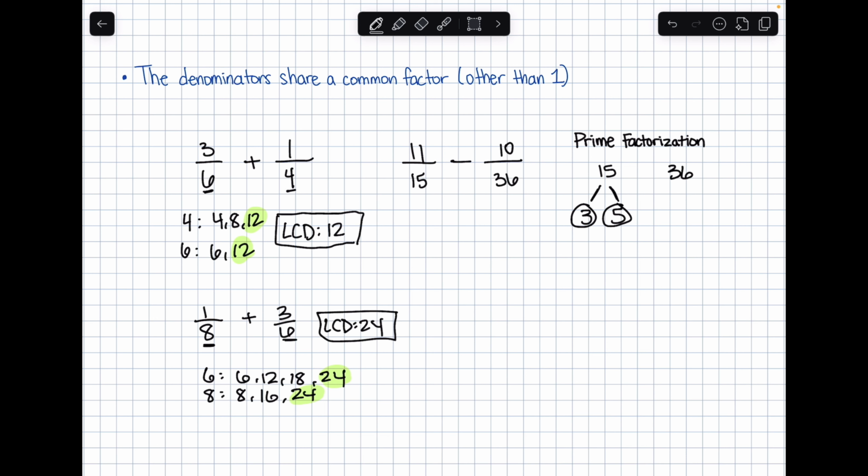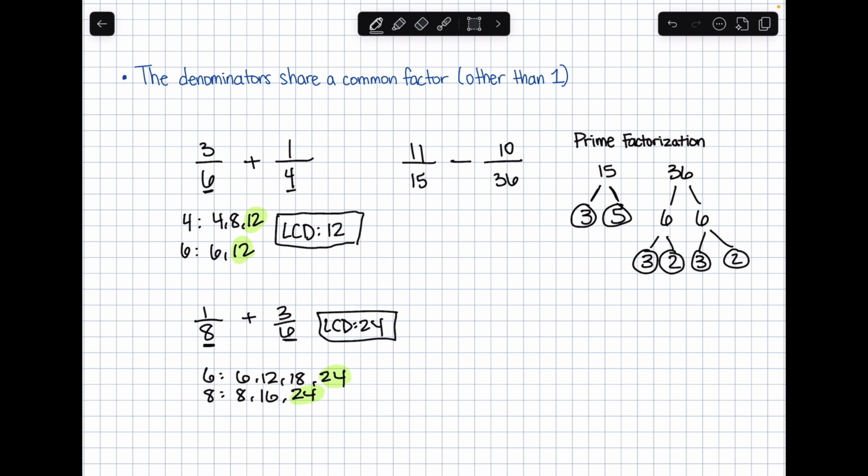For 36, I've got 6 and 6, and 6 can be broken up even further into the prime numbers of 3 and 2. Remember, 2 is the only even prime number that exists. Same with the other 6. I can also break that into 3 and 2.